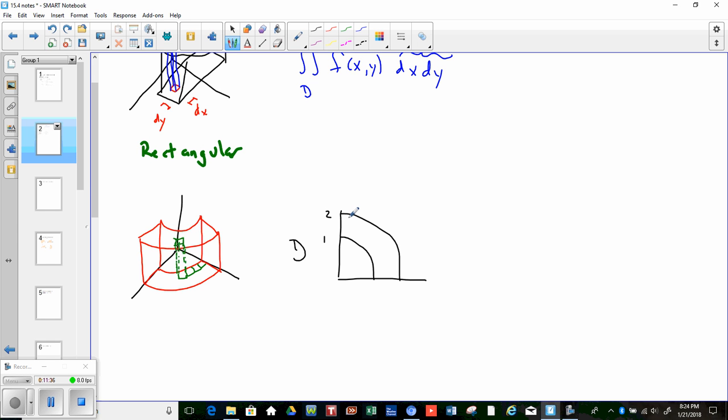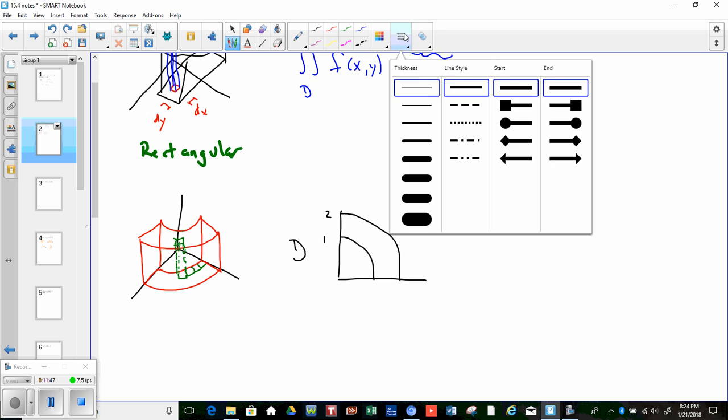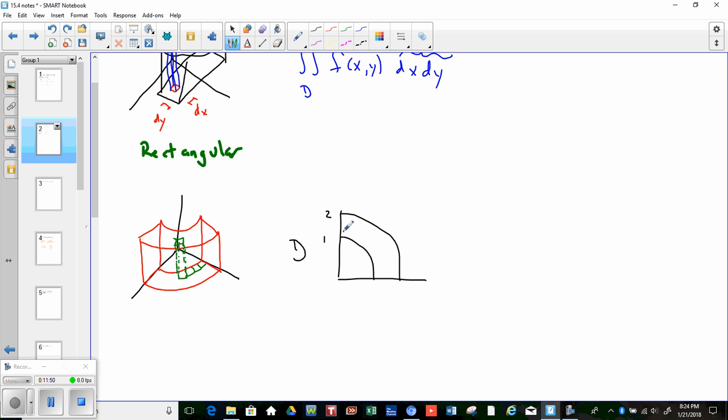Again, the general idea is that on the base of this thing, we're going to divide this into a whole bunch of radii that go from 1 to 2.